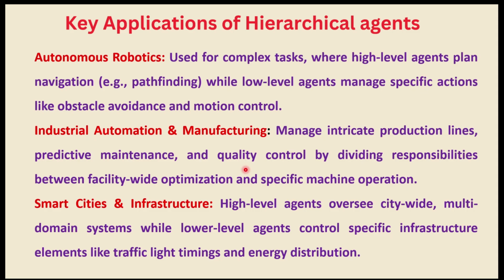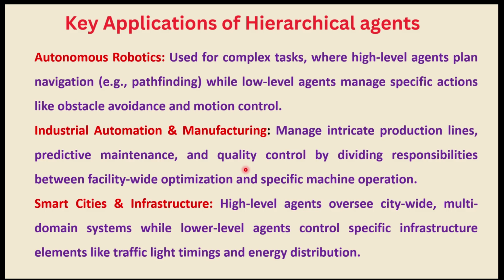Next we'll see key applications. If you see the key applications, it is autonomous robotics, industrial automation, manufacturing, smart cities and infrastructure. Autonomous robotics is used for complex tasks, mainly in complex environments where the high level agents plan for navigation. Based on the hierarchical agent, we divide the task into multiple agents and finally we combine it.